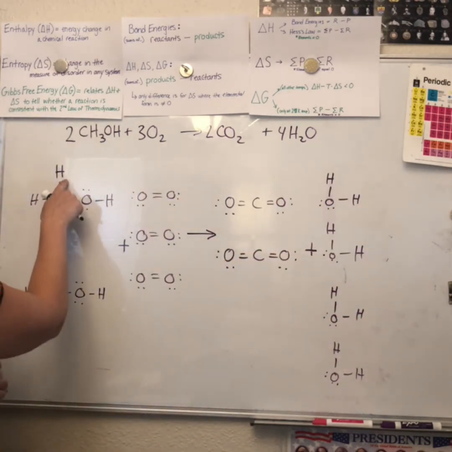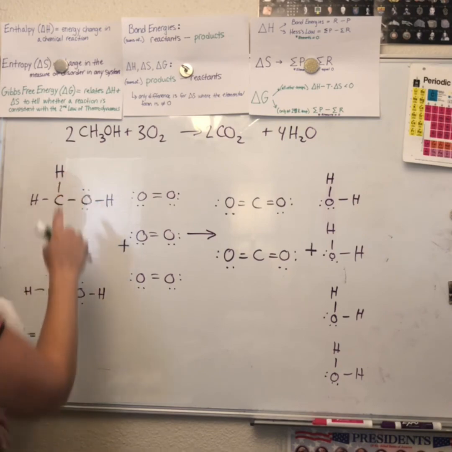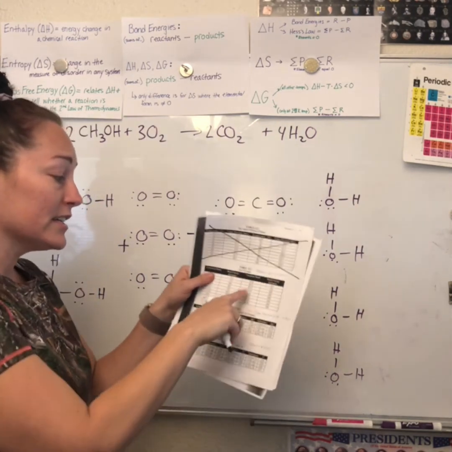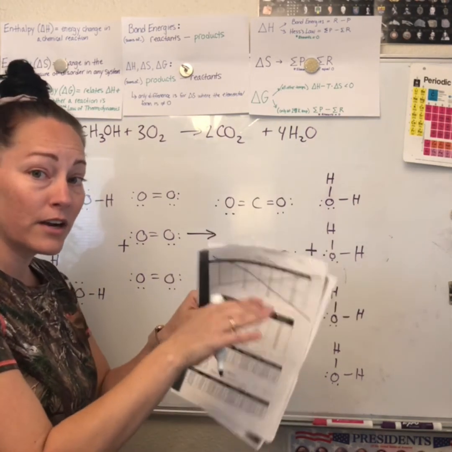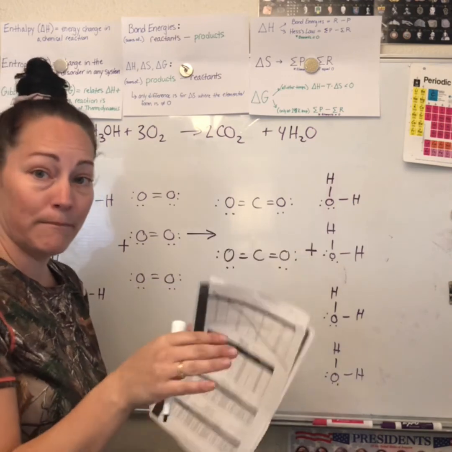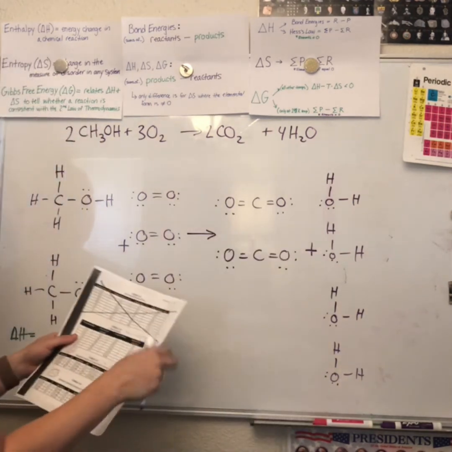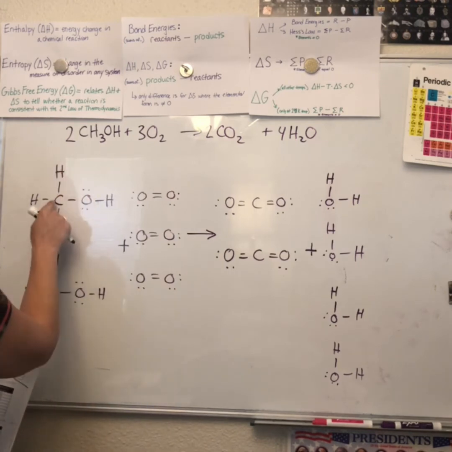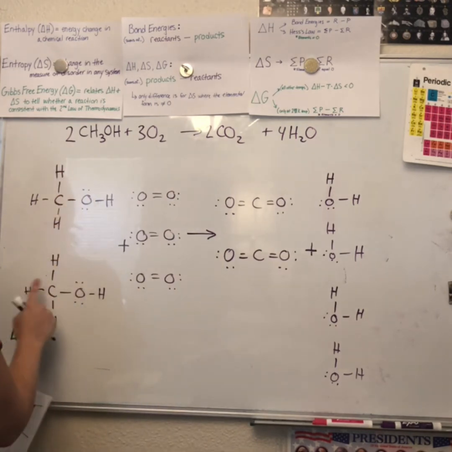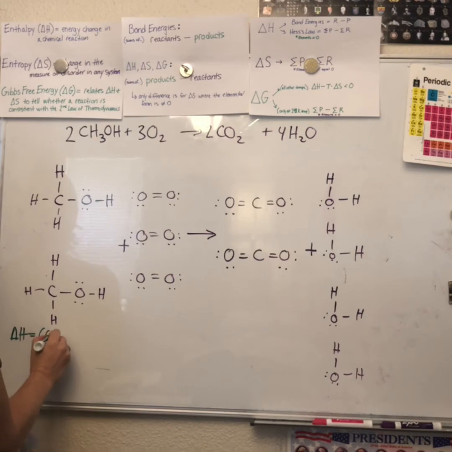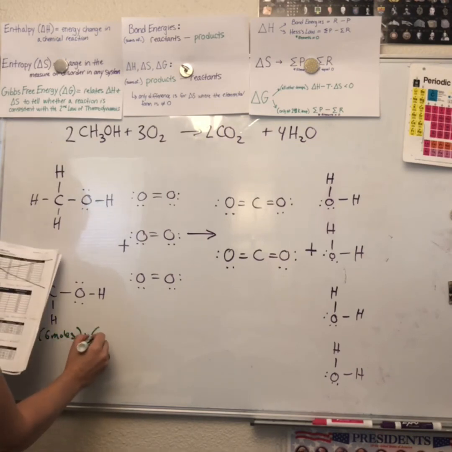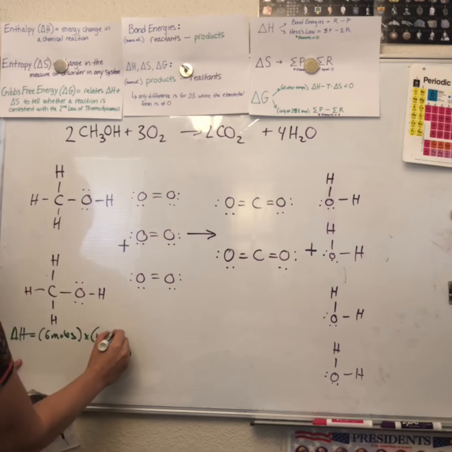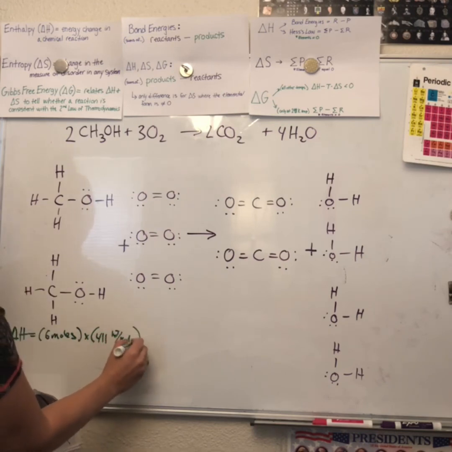So this is my first bond I see, a carbon to a hydrogen. And also remember, it doesn't matter if it's a hydrogen to a carbon or a carbon to a hydrogen, it's the same bond, okay? So they're interchangeable. So I'm going to find it on here. It's the first one. I've got 1, 2, 3, 4, 5, 6. So I'm going to put 6 moles times this bond, which is 411 kilojoules per mole.